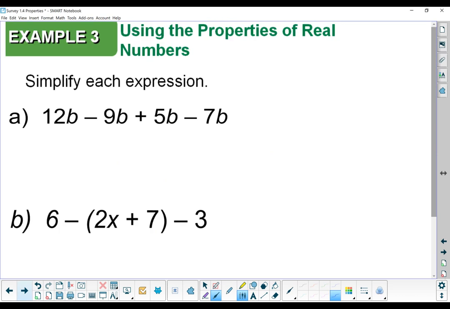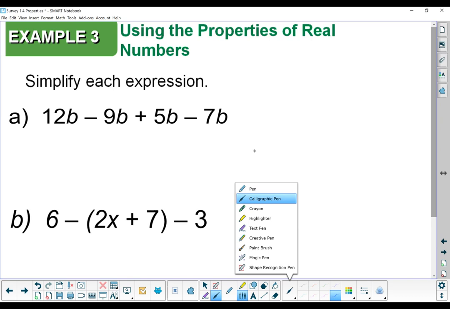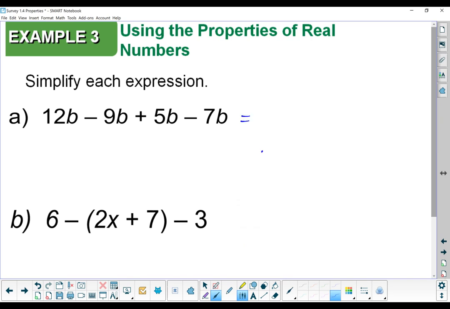Using the properties of real numbers, simplify each expression. Well, that's just kind of what we were just doing. These all have b's in common, don't they? So go ahead and link them together. I'm just going to explain my thought process on this. I tend to put positives together. So in my head, I'm kind of reordering these anyway.